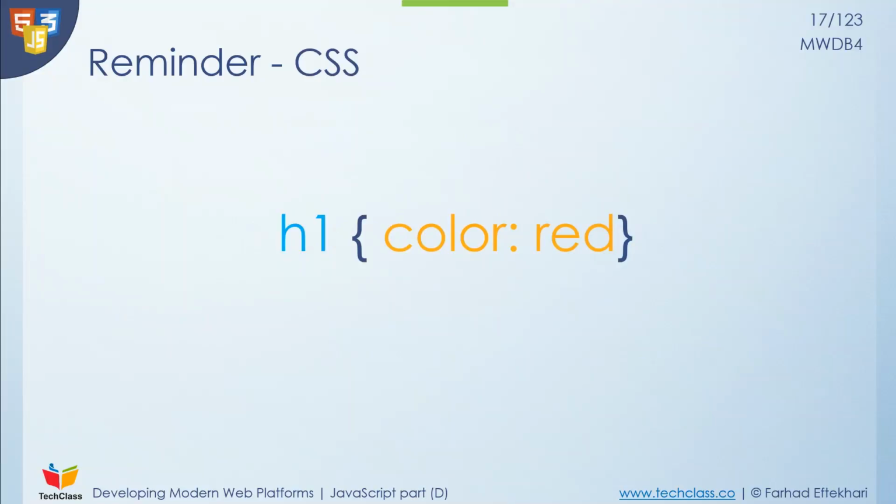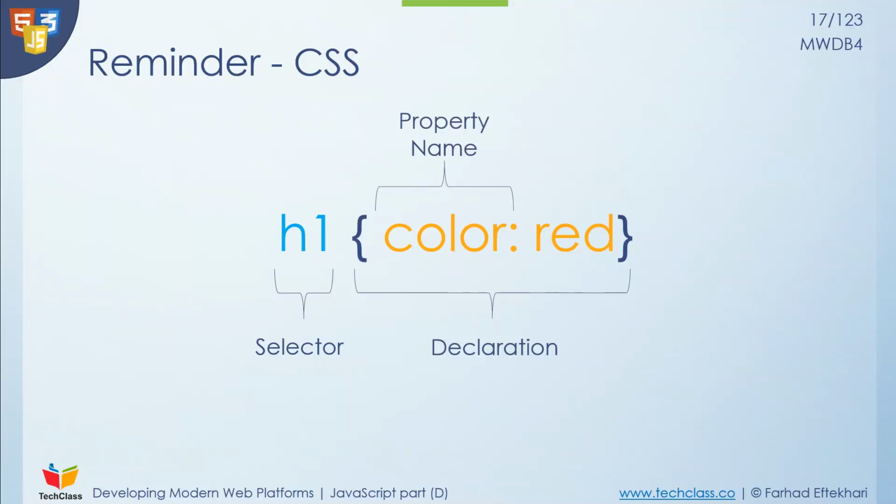And also, if you recall the CSS part, here is the selector of the CSS, where you can access all the H1 elements and tags on the web page, and then also the declaration of CSS, with a property name here, and then you have the property value as well.